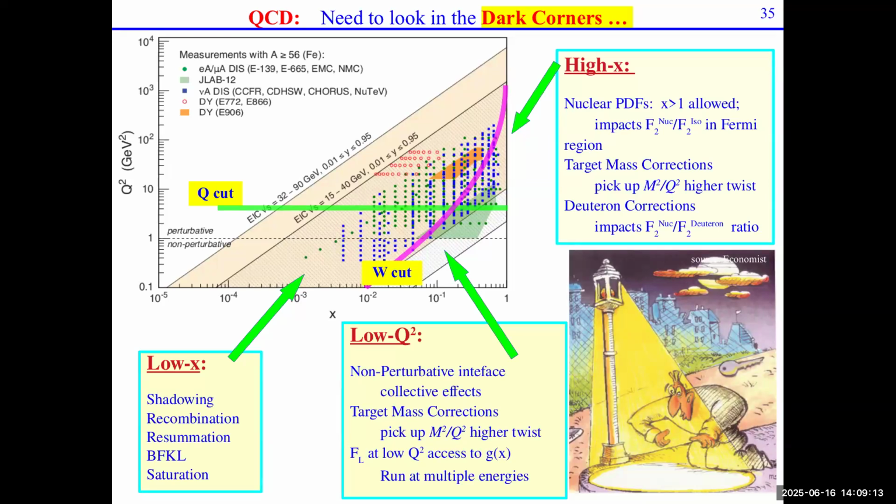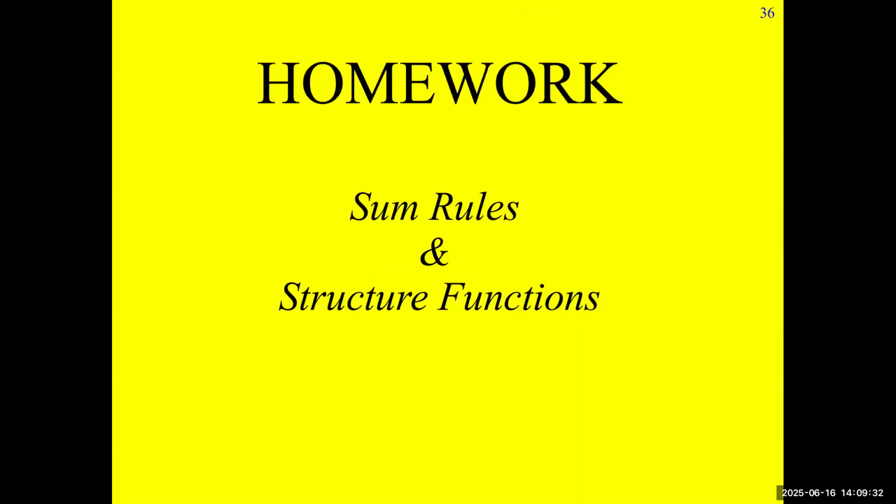And one of the things we hope to do at the EIC is extend this a little bit. Look at high x where you have to deal with all these things. Look at low Q where you've got the non-perturbative physics, and also be able to press down to low x, particularly with heavy nuclei, to see things like shadowing and recombination. So that's what's on the horizon, and we'll hope to see some of that.